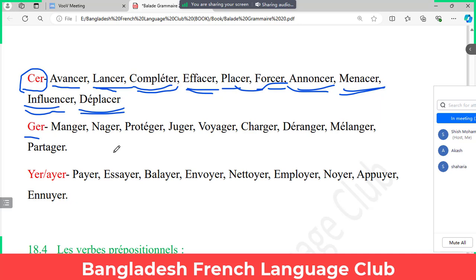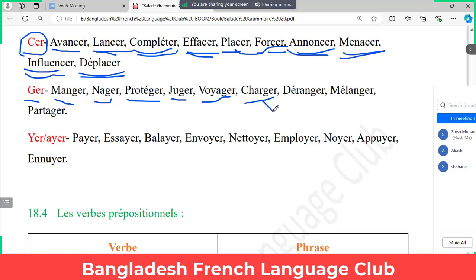Not all, but many. Okay, so manger, you know that manger means to eat, right? Nager means to swim, protéger means to protect, juger means to judge, voyager to travel, charger means to load. Load, not loading a car, load and unload, that is called charger. Déranger means to disturb. Mélanger means to mix up, to blend. Partager means to share.